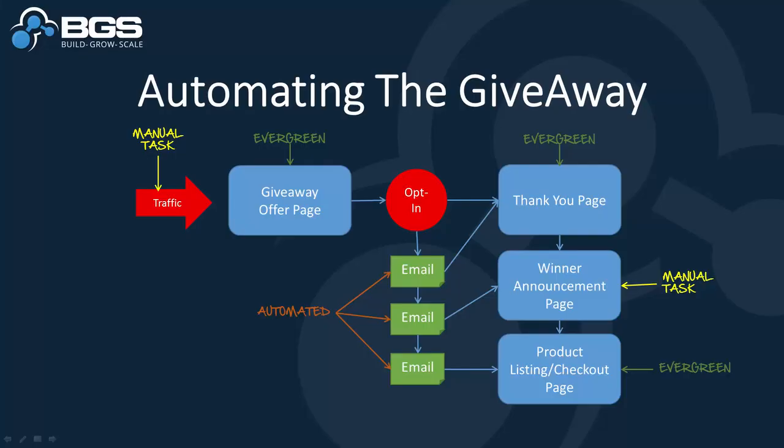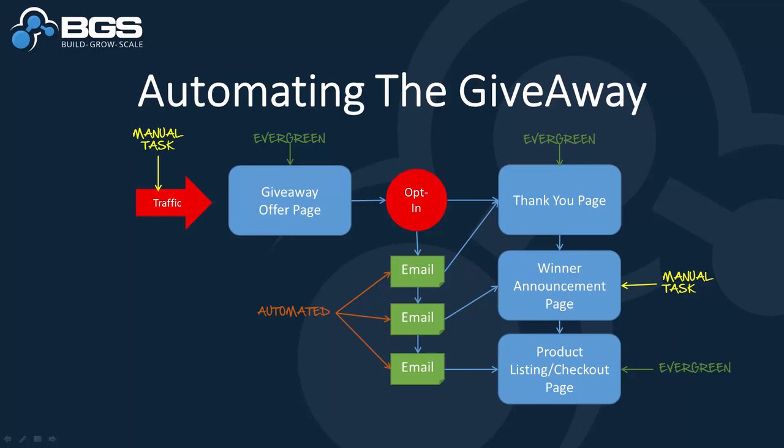So here's a visual representation of how we automate the giveaway, okay? So you can see driving traffic, obviously, is a manual task. The giveaway offer page, the opt-in page, is evergreen. You never have to change it. The emails are automated. The thank you page never changes unless you change the product, okay? But chances are for a specific product, you're going to keep running the same giveaway over and over again to get more of the same kind of buyers and prospects.